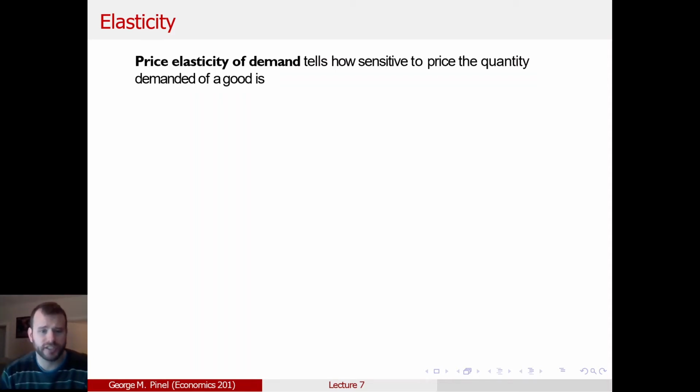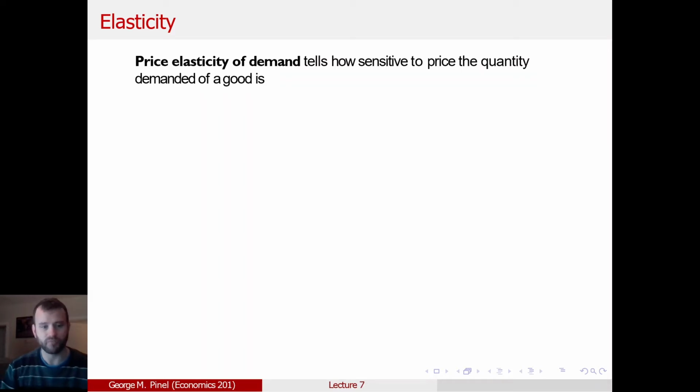Price elasticity of demand relates how quantity shifts when there's a price change. How sensitive is the change in quantity to a change in price? Imagine the price changed a lot, but the quantity didn't change by very much. Then you'd say that the quantity is not very sensitive to price. The shorthand for saying that is the demand curve is inelastic. When there's a price change and the quantity doesn't change by too much, we call that inelastic demand.